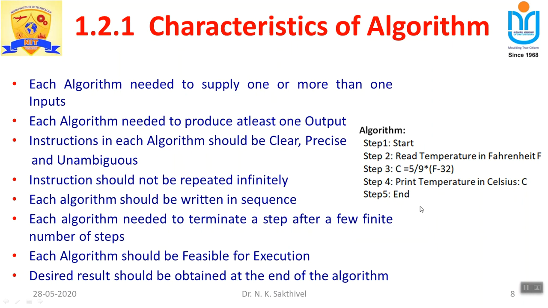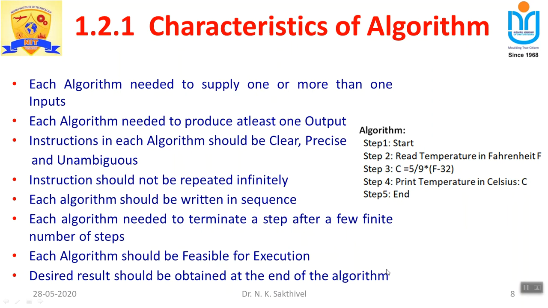The algorithm should not be complicated. It should be feasible for execution, very simple, and very effective. The next characteristic is that the desired result should be obtained at the end of the algorithm. Obviously, once we are developing an algorithm, the result is required. So that is one of the characteristics.